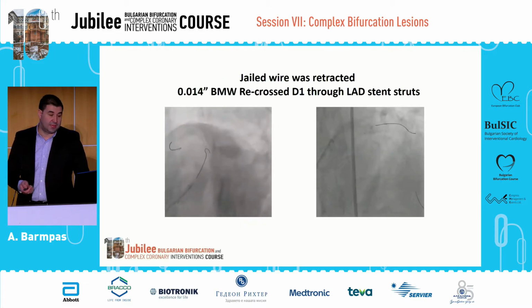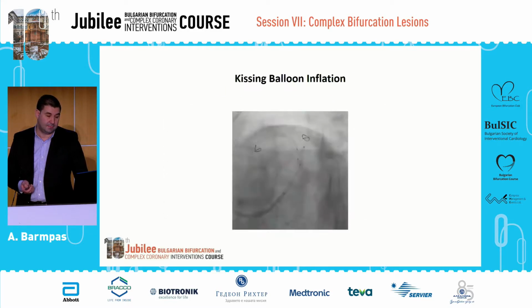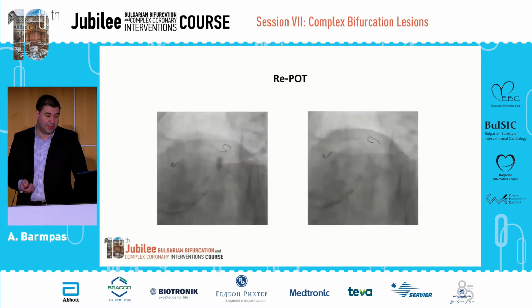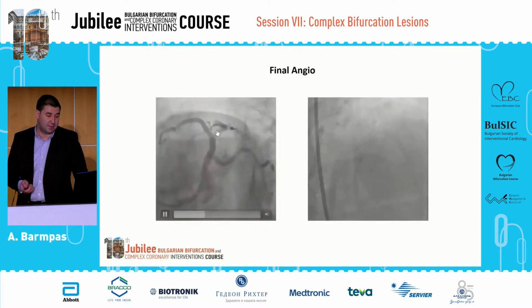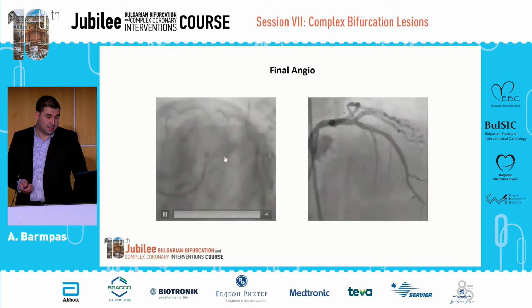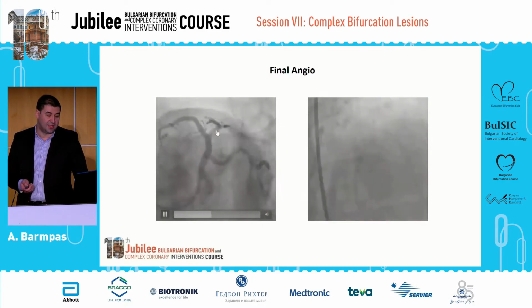The jailed wire was retracted, and a new BMV wire achieved a distal crossing of the diagonal branch. Kissing balloon inflation was performed. The post-OCT assessment showed optimal stent apposition and expansion, and here you can see an optimal final angio result.